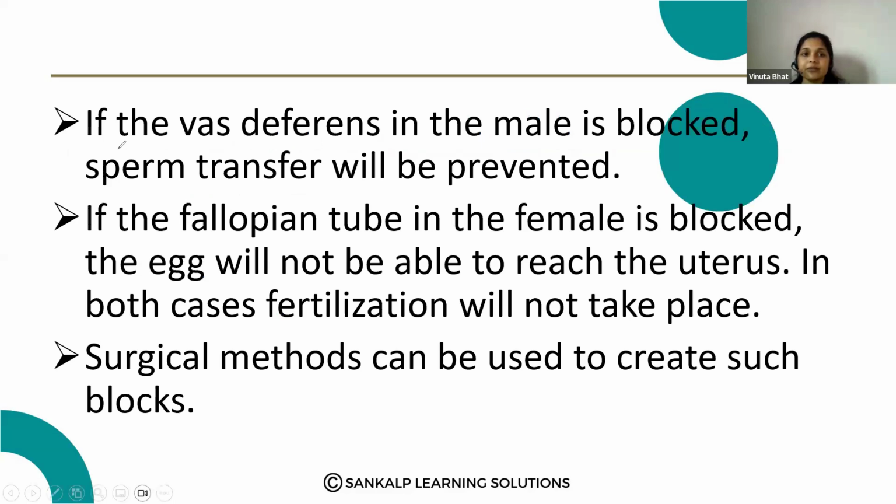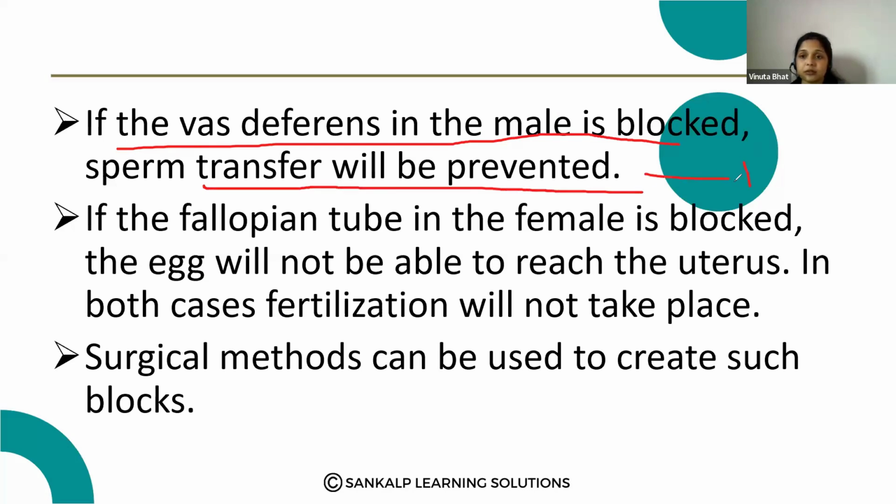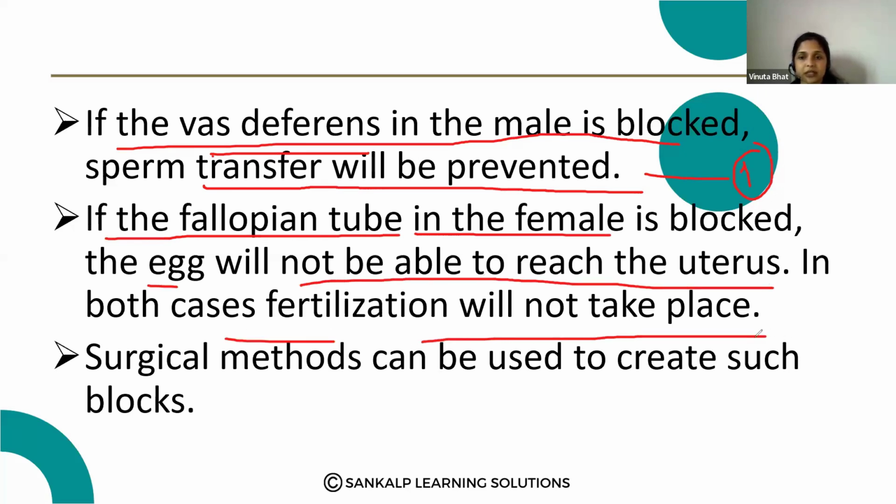Here, if the vas deferens in the male is blocked, sperm transfer will be prevented, and this is the first surgical method of preventing pregnancy in males. So the sperm transfer is blocked where the vas deferens in the male is blocked. If the fallopian tube in the female is blocked, the egg will not be able to reach the uterus. In both cases fertilization will not take place.